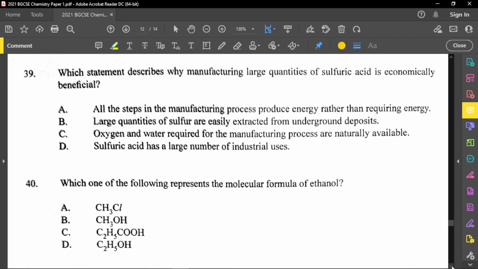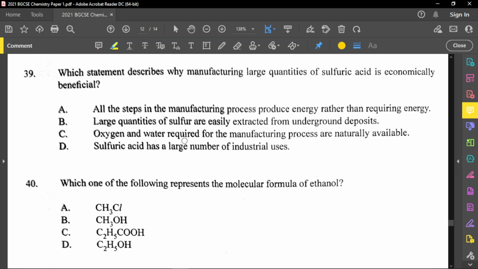Now, 39 is which statement describes why manufacturing large quantities of sulfuric acid is economically beneficial. A said all the steps in the manufacturing process produce energy rather than requiring energy. That is not true. Some of them require a lot of energy. He said large quantities of sulfur are easily extracted from underground deposits. Not so. They use a lot of energy to do that. Oxygen and water required for the manufacturing process are naturally available. They're naturally available, yes, but that's not why it's important to produce them economically.